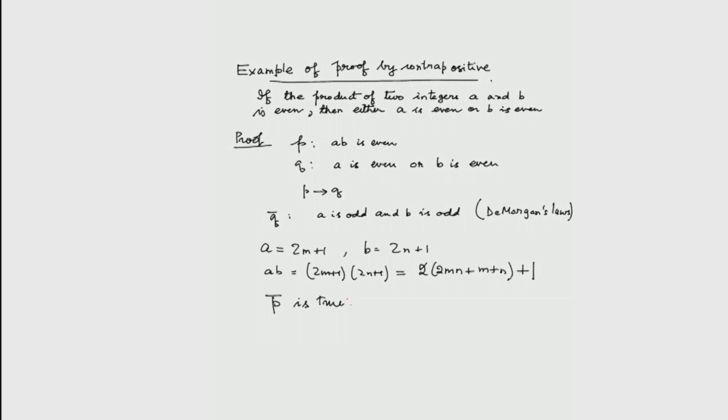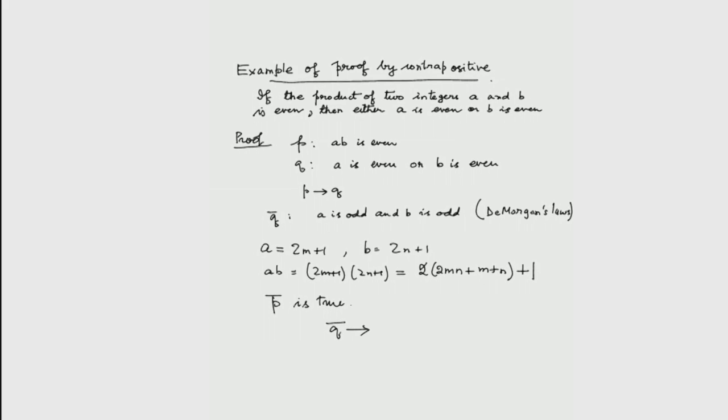Thus, we have proved that whenever negation of q is true, negation of p is true. Therefore, we have proved the implication not q implies not p, which is equivalent to p implies q. This is proof by using contrapositive. And this is the end of today's lecture. Thank you.